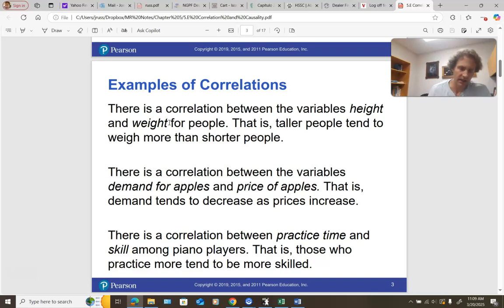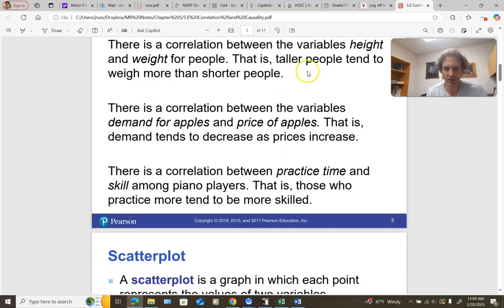Now let's look at the second example here. It says there's a correlation between the variables demand for apples, or this could be demand for anything, it doesn't have to be apples, and the second variable, the actual price. Okay, so demand and price. And this is actually an inverse correlation, and we'll see why. It says that is, demand tends to decrease as price increases.